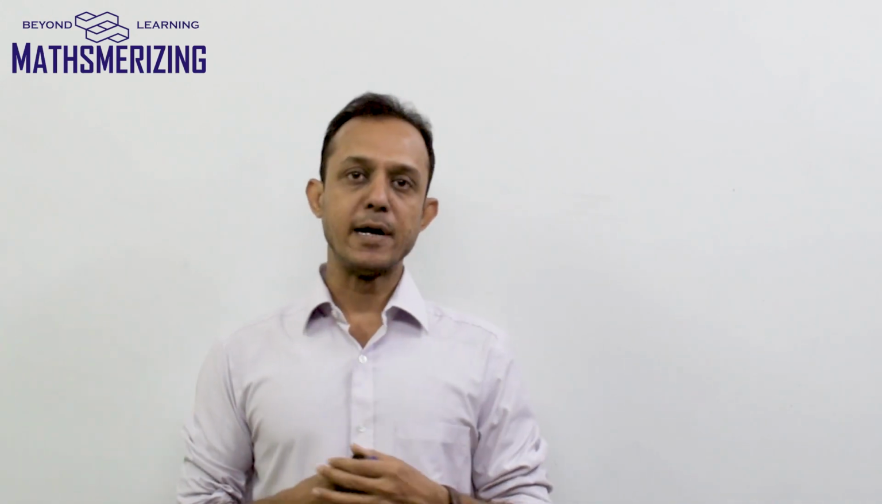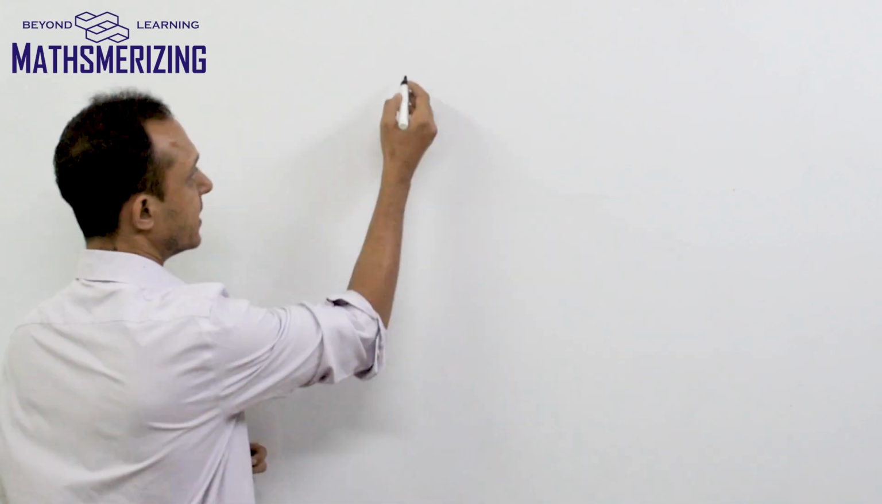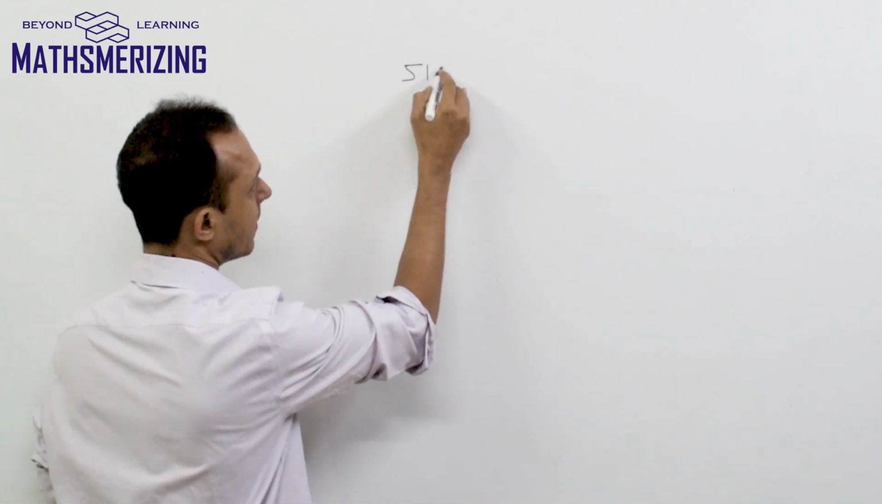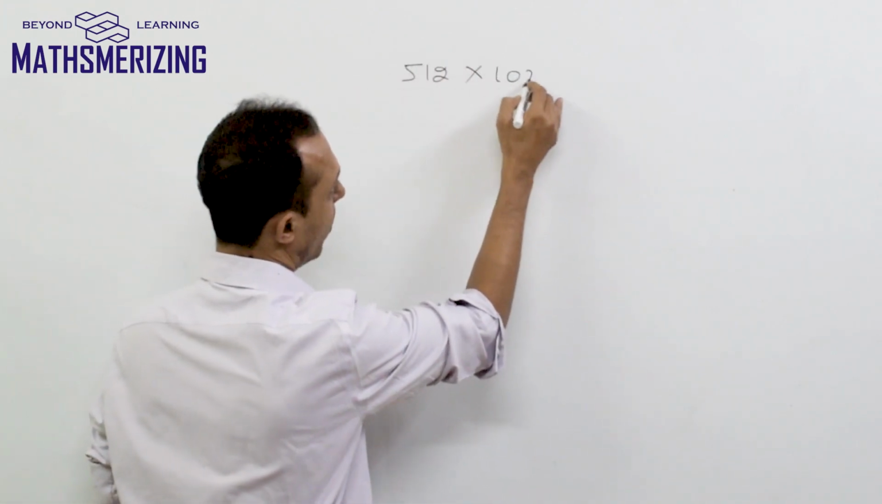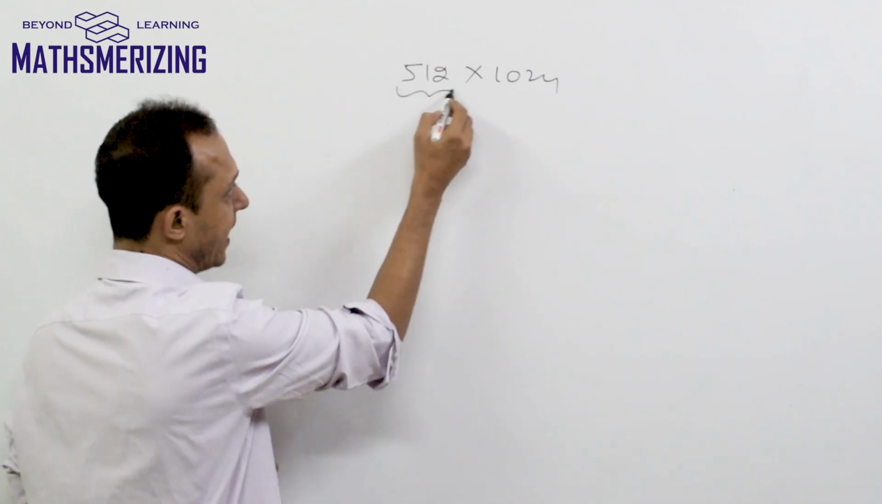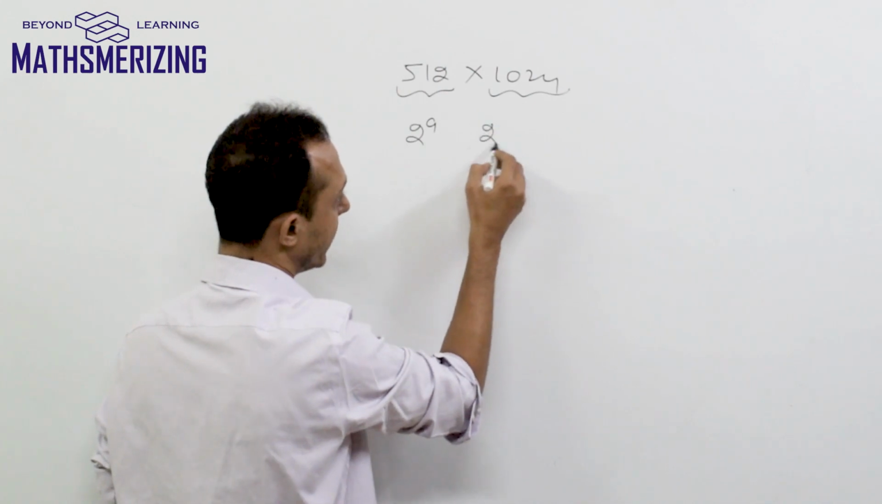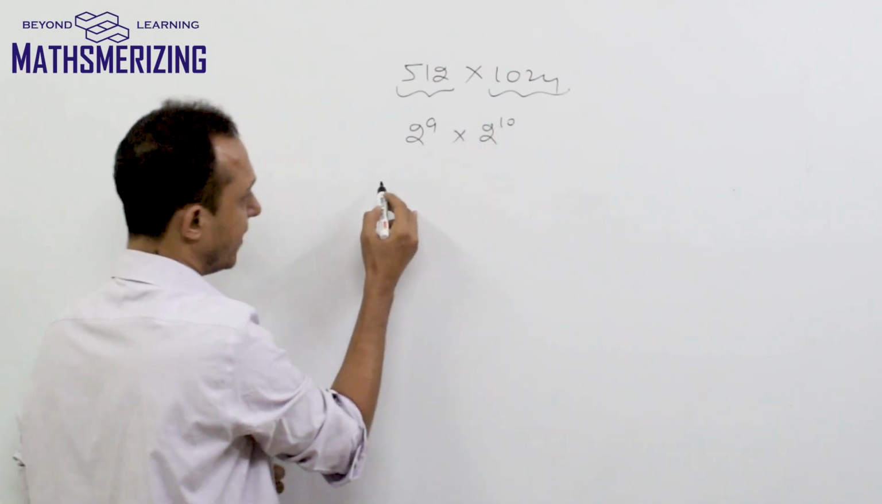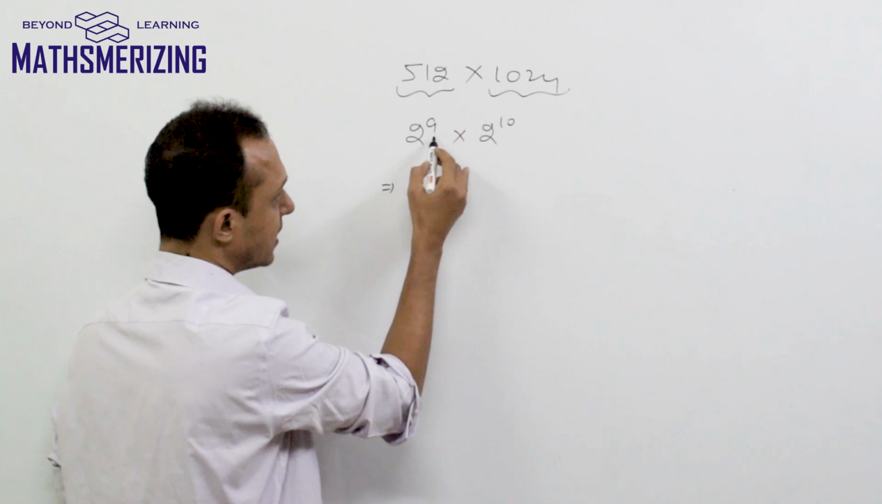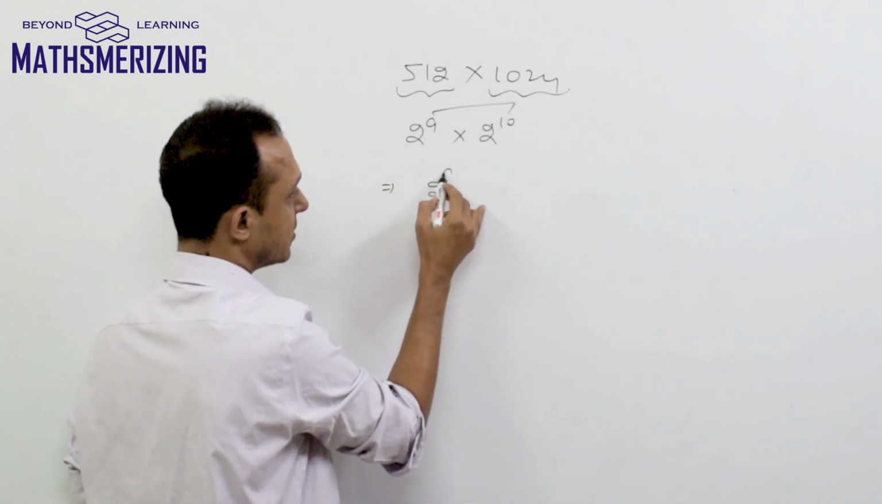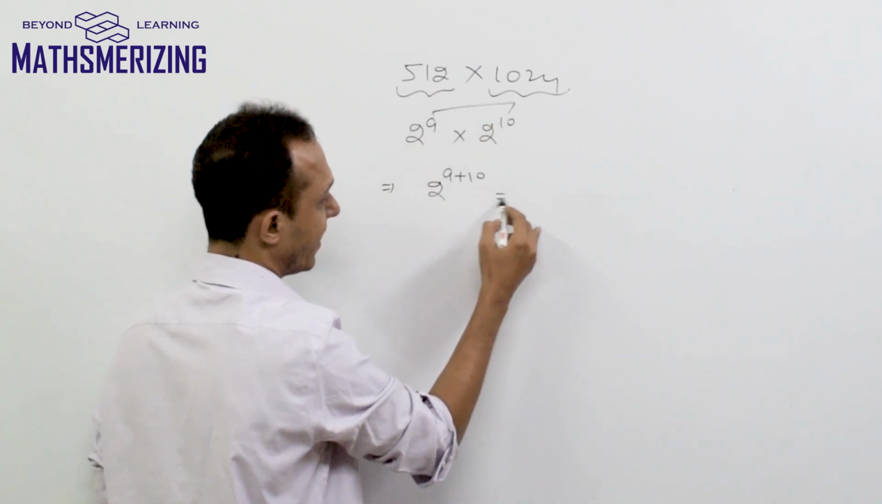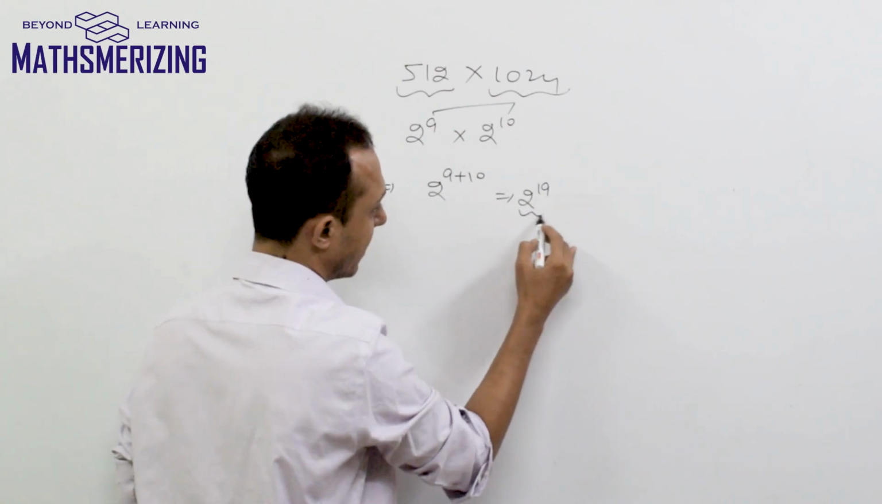So suppose I have to multiply two numbers, and suppose I say numbers are 512 and 1024. I can simply write 512 as 2 to the power 9, and I can write 1024 as 2 to the power 10. Now if I have to multiply them, all I need to do is I'll just need to add these two powers. So I'll write it as 9 plus 10, and this is 2 to the power 19.